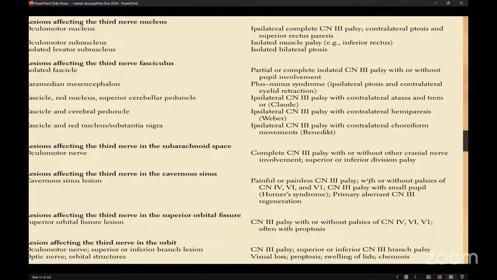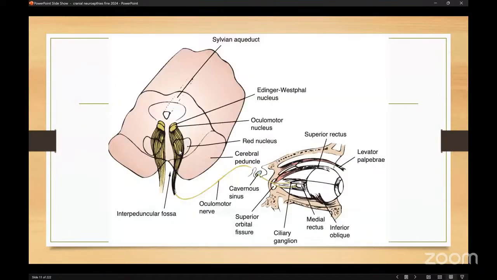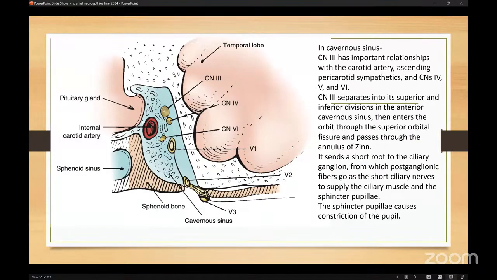Then once the nerve comes into the lateral wall of the cavernous sinus, there can be involvement of the third nerve, but what will be the pupil? The pupil can be mid-size. Why? Because the third nerve in the lateral wall of the cavernous sinus has a nearby sympathetic plexus situated. So sympathetic involvement will give rise to dilatation of the pupil.